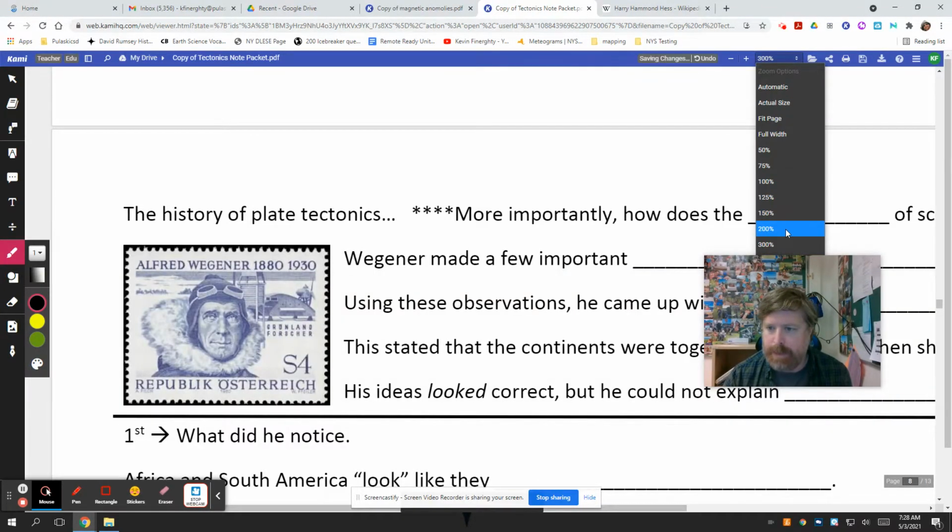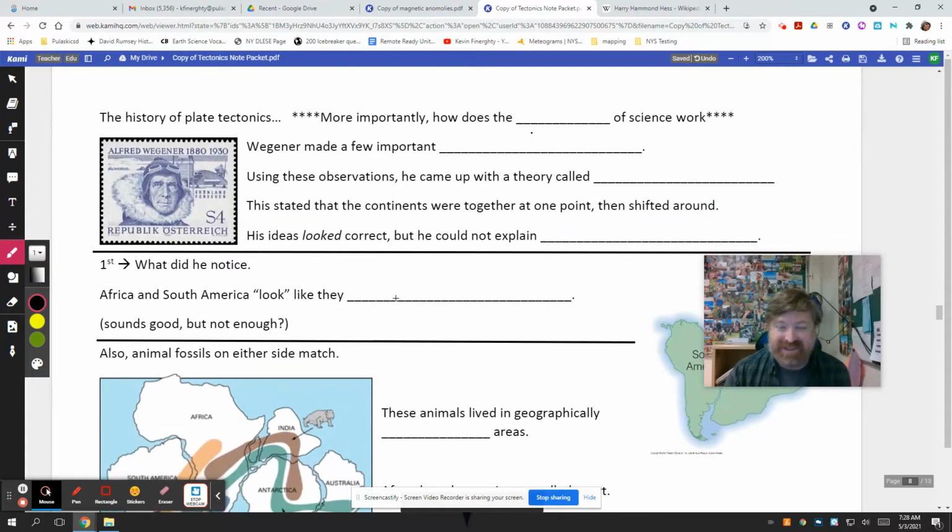How are we doing? Today we're going to look at the history of plate tectonics, which may sound kind of silly to do since we've already done a whole bunch of plate tectonics. We've done a couple weeks of it, right? But I think having a little bit of context for what's going on here is good for this little lesson.